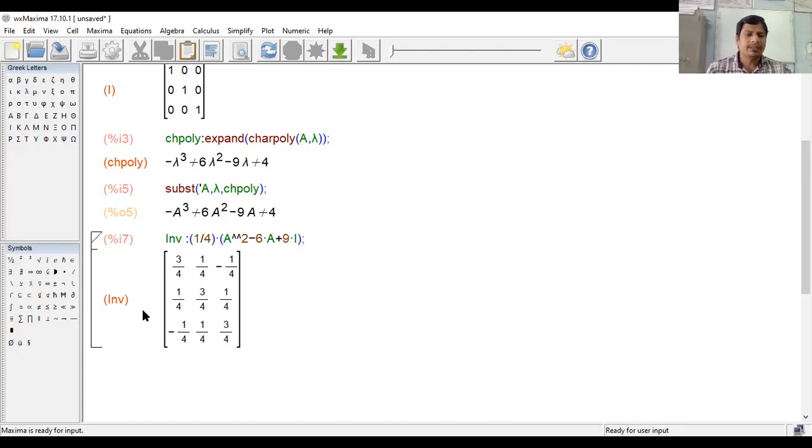That is the computation of the inverse of a matrix using the Cayley-Hamilton theorem. Okay, this is not for your theory syllabus, only for your practical. Remember this one, this is the fourth practical. Okay.